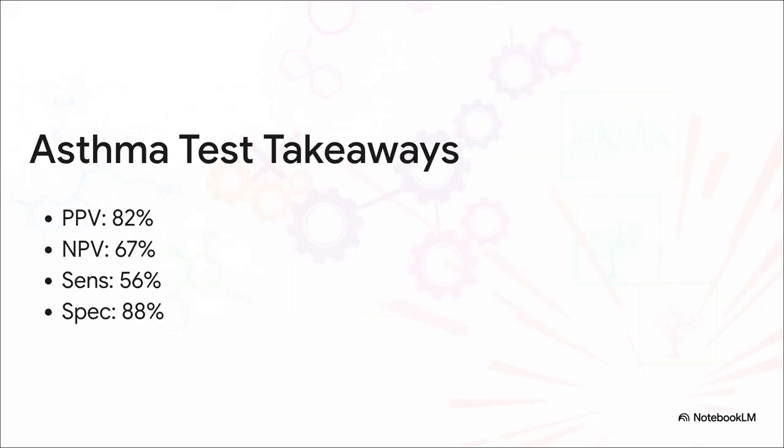So, what's the practical application here? Let's crunch the numbers. The positive predictive value is true positives divided by all positives. So 56 divided by 68 gives us 82%. This means if your patient tests positive, there's an 82% probability they actually have asthma. The negative predictive value is true negatives divided by all negatives. 88 divided by 132 is roughly 67%. The sensitivity is true positives divided by everyone with the disease, 56%, and the specificity is true negatives divided by everyone without the disease, 88%. Do you see how seamlessly the whole clinical picture emerges right from the raw data?